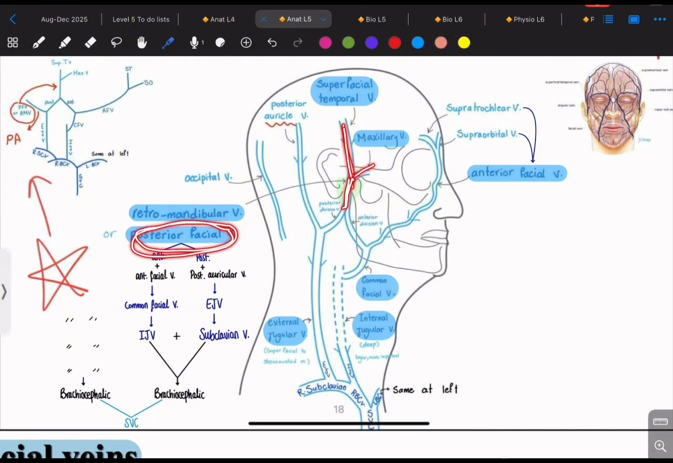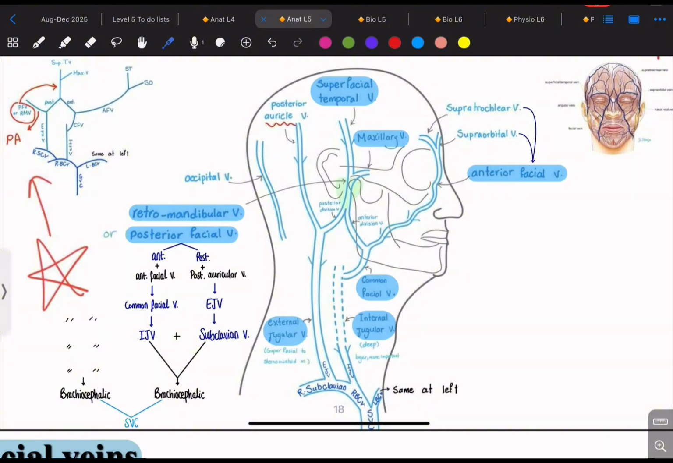The posterior facial vein. So how is the posterior facial vein formed? It's formed when the two veins unite, which are the maxillary vein and the superficial temporal vein. So when the maxillary vein and superficial temporal vein unite together, this gives us the posterior facial vein. Where do they unite? They unite at the parotid gland and the neck of the mandible. Okay. There's another name for the posterior facial vein, which is the retromandibular vein. Okay, but let's use the posterior facial vein. Okay, because it's the most commonly used one.